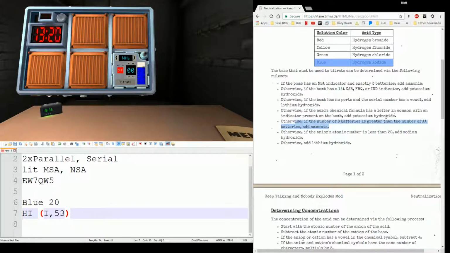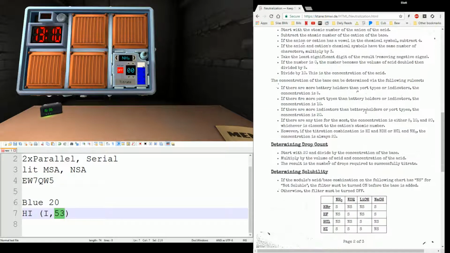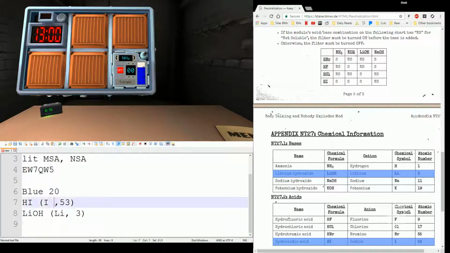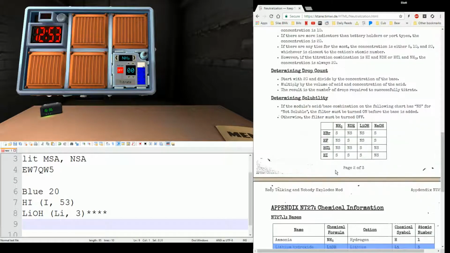Otherwise, the number of D batteries is greater than the number of A batteries. Nope, they're equal at 0. Otherwise, if the anion's atomic number is less than 20, it's 53, so it's not. Otherwise, add lithium hydroxide. So lithium hydroxide, LiOH. That's going to give me Li for my chemical symbol for the cation and an atomic number of 3. Let's go ahead and mark this so we remember to give it to the diffuser.